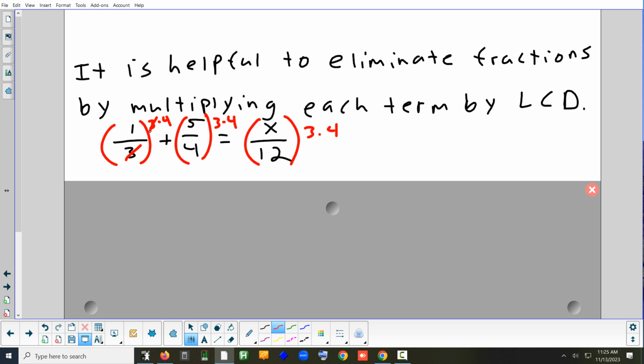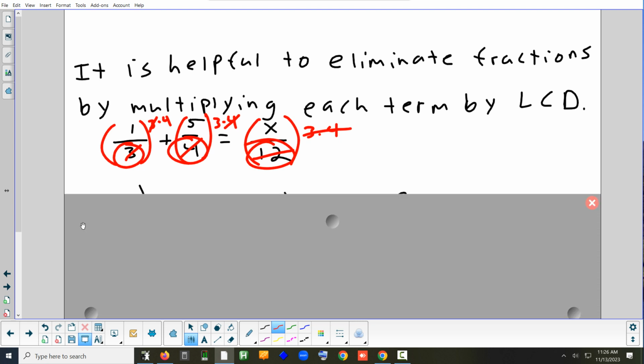How about the second one? 4. And what about the last one? 12. The whole thing cancels out. And the reason the whole thing canceled out is because this number on the right was the product of the two that were on the left already. And that's going to happen in our problems. That's why I did it that way.